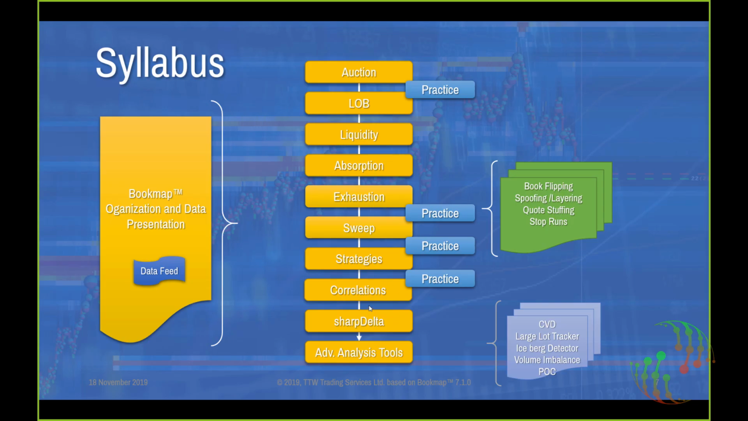All this is an important part in this correlation section. Then we will come to the strategies. I will have some words on Sharp Delta, and we will see Bookmap's advanced analysis tools like CVD, large lot tracker, iceberg detector, volume imbalance. At the end of the day, and the end of the seminar, I would like to encourage and motivate every one of you to have the same setup in Bookmap like I have.